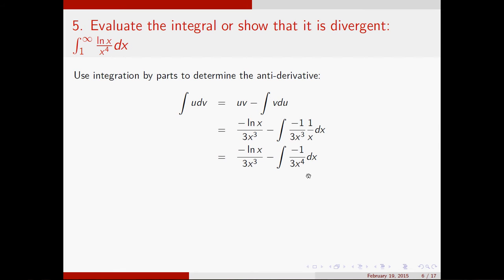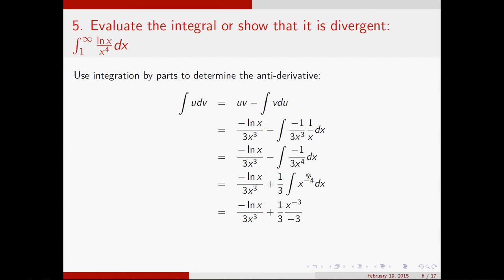All I did on this next line was take 3x to the 3rd and multiply it by x, which gives me 3x to the 4th. And then I pulled out a negative 1/3, which ended up making it positive. So the first part, minus natural log of x over 3x cubed, we're done with. We don't have to worry about that. We do still have to take the antiderivative of x to the minus 4. That's a simple x to the n antiderivative, so we increase that exponent by 1, x to the minus 3, and again divide by minus 3.